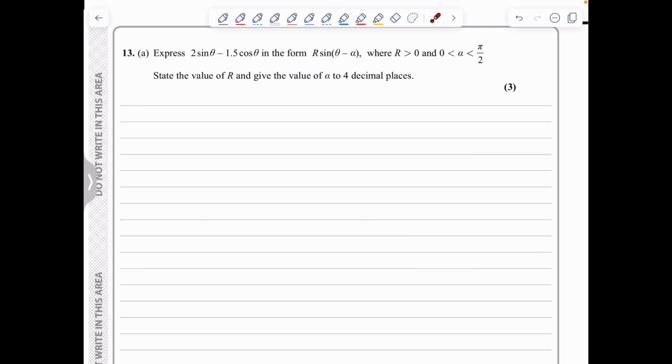In 13, we are asked to express 2 sine theta minus 1.5 cos theta in the form r sine theta minus alpha. We need to state the value of r and give the value of alpha to 4 decimal places. So we've got 2 sine theta minus 1.5 cos theta to be written as r sine of theta minus alpha. Well, I'll be using the compound formula for sine A plus B.